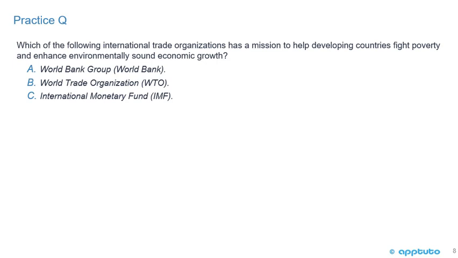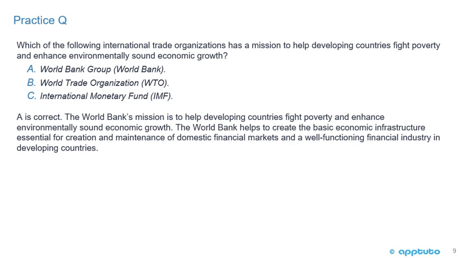Which of the following international trade organizations has a mission to help developing countries fight poverty and enhance environmentally sound economic growth? A, the World Bank, B, the World Trade Organization, or C, the International Monetary Fund? Okay, that was too easy. A is correct. The World Bank's mission is to help developing countries fight poverty and enhance environmentally sound economic growth. Again, these are just the objectives. So this question is really easy. It's just asking you the objectives or mission of the organization, and you just have to memorize it.